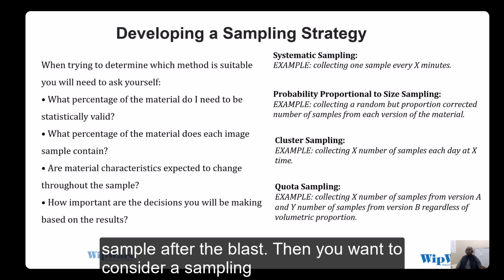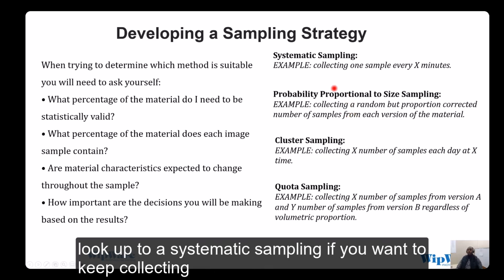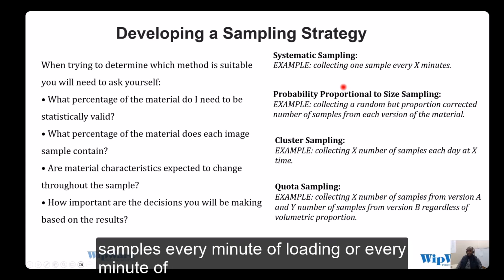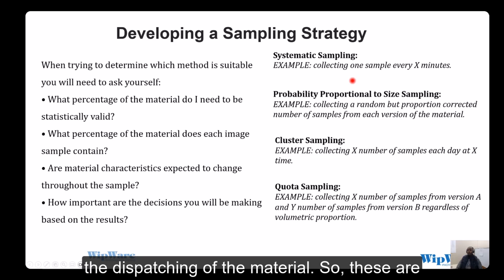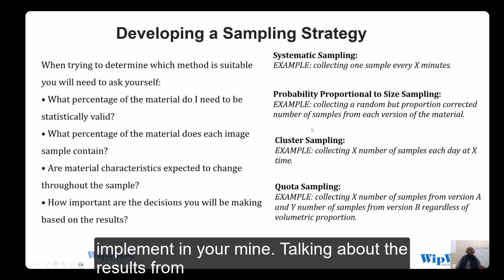Then you want to consider a sampling approach, especially if you are doing continuous improvement. You want to look at systematic sampling if you want to keep collecting samples every minute of loading or every minute of dispatching of the material. So these are just examples of sampling strategies that you can implement.